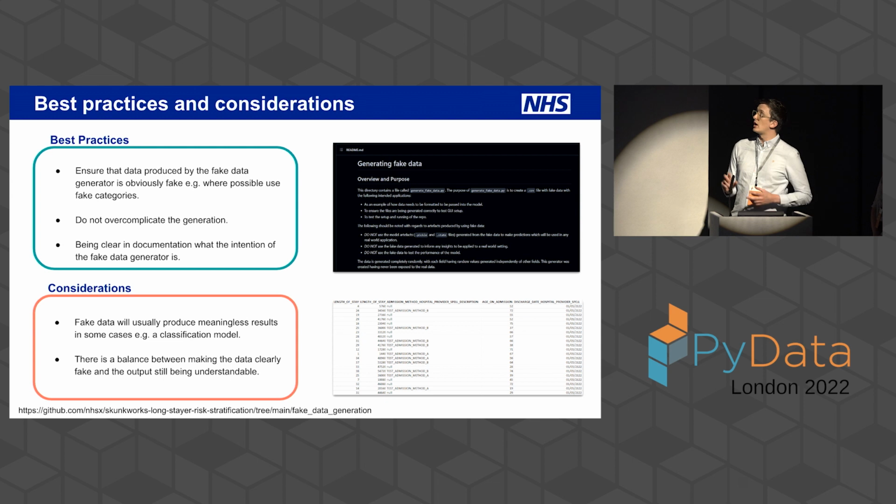Building off of that, we want to share some of the best practices and some things you might want to think about if you're going to be generating fake data. These build on the things that Jennifer was mentioning a little bit earlier, but we wanted to emphasize them. So one of the key ones in terms of best practices is to try and ensure that any fake data that you generate is obviously fake. That might sound like a bit of an obvious statement, but the point here is that the purpose of fake data is to test code, not to try and produce results that mean something.